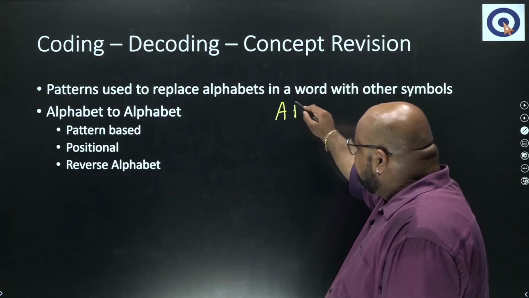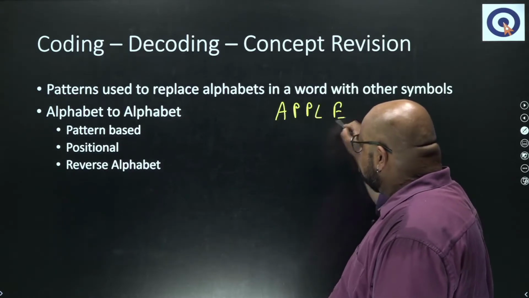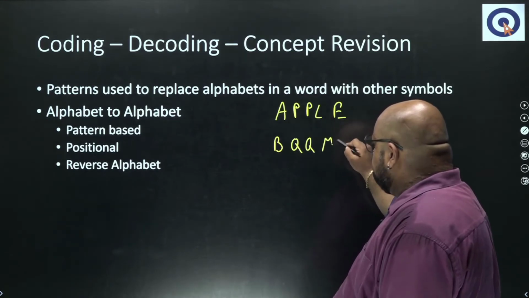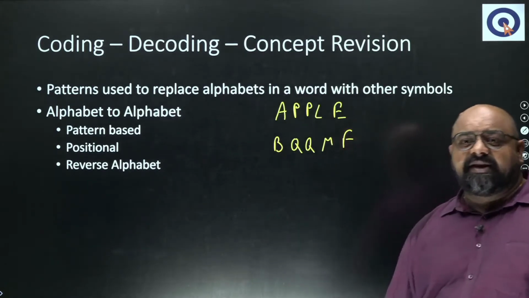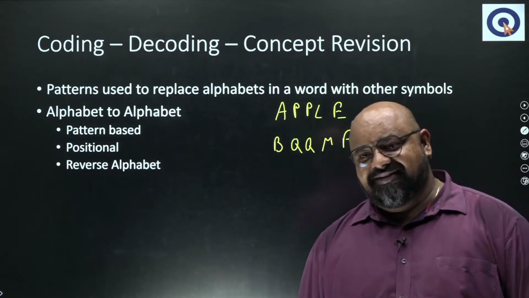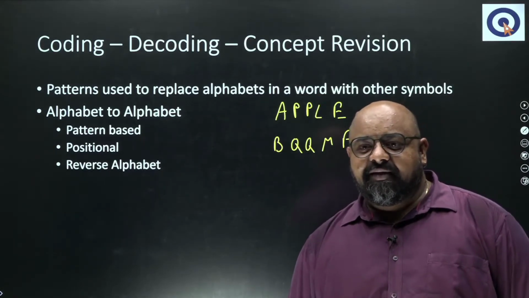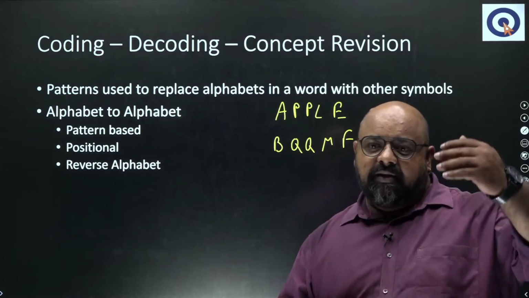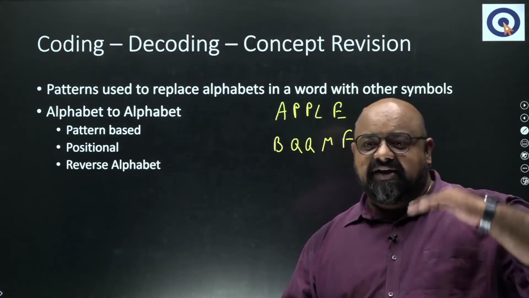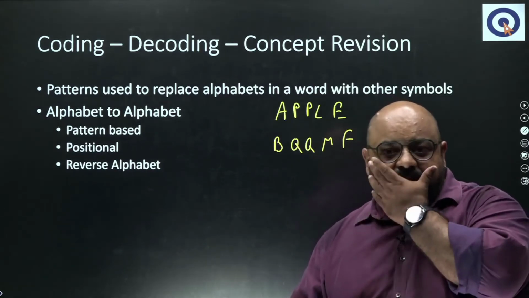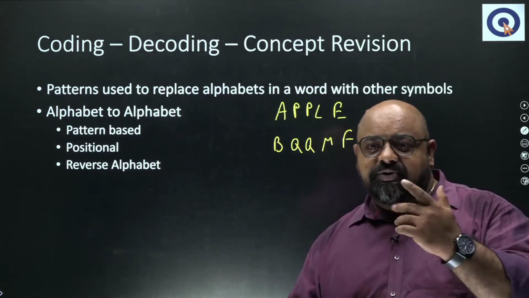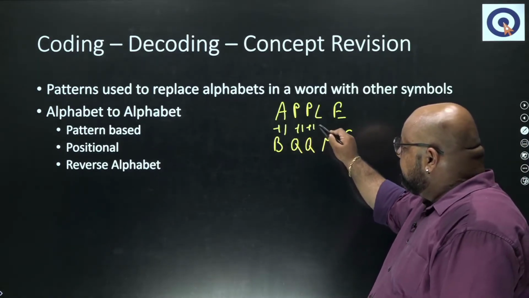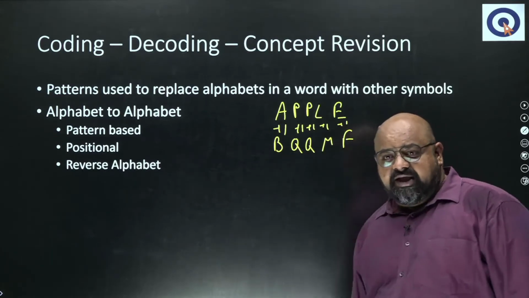I could code apple as APPLE is coded as BQQMF. What has happened? So A and B, E and F kind of give it away. All I've done is I have increased the alphabet by 1 for each of the alphabet. A becomes B, P becomes Q, P becomes Q, L becomes M, E becomes F. Pattern based. This then is to be carried further.